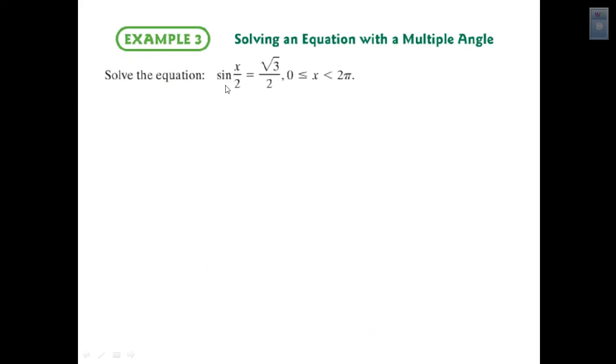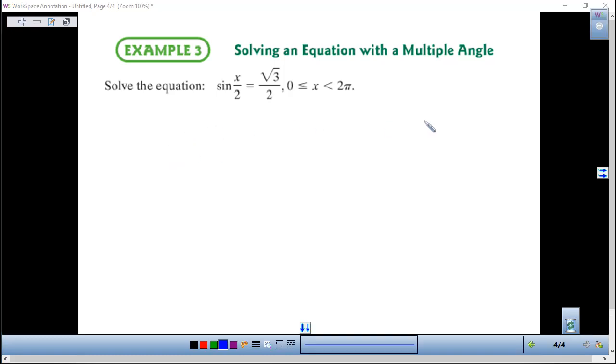Alright, so let's solve the equation sine of x over 2 equals the square root of 3 over 2, and we're looking for all x values between 0 and 2 pi. Alright, so remember I'm looking for x over 2, and what's the period of sine? It's from 0 to 2 pi. So we're looking for all the solutions between 0 and 2 pi of x over 2. So if I do sine of x over 2 equals the square root of 3 over 2, what are all the places on the entire unit circle where I can get a sine value that's a positive square root of 3 over 2?